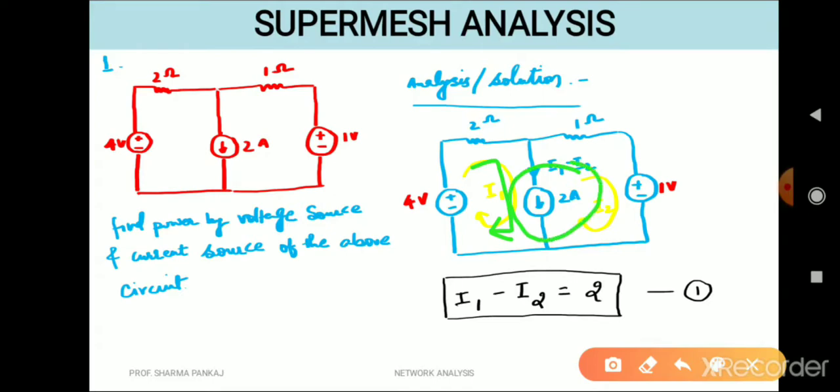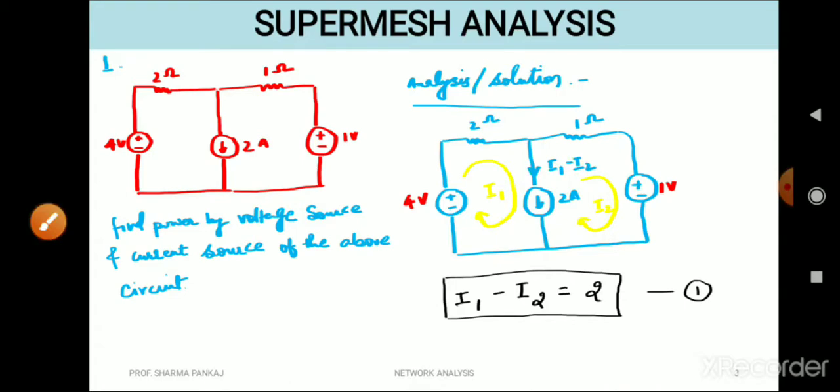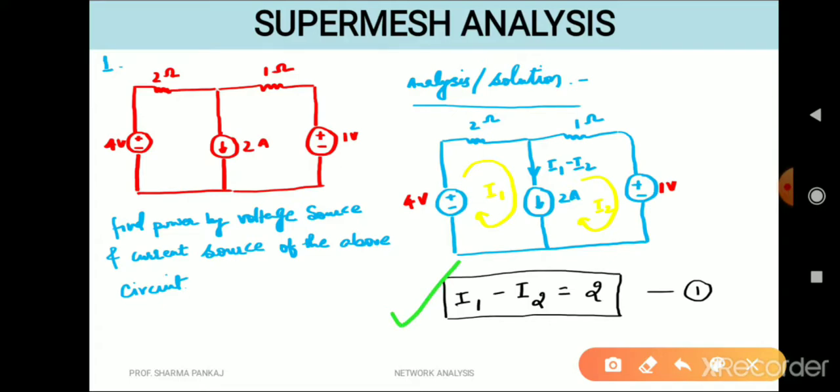So can we write the difference of these two currents? I1 minus I2 is equal to 2 ampere. This is I1 minus I2 equal to this common current. This is your supermesh current equation, having your current source value and the currents of these two common meshes. Call it equation number 1.